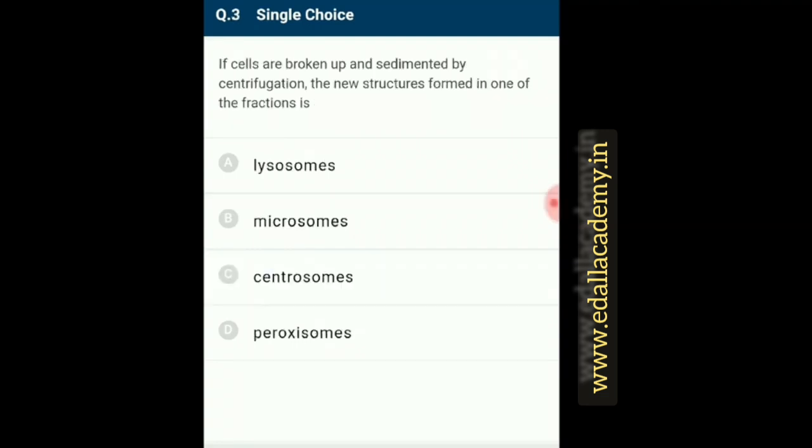Question number 3. If cells are broken up and sedimented by centrifugation, the new structures formed in one of the fractions are? When cells are broken up under laboratory conditions, the endoplasmic reticulum breaks up to form microsomes. These are smaller bodies that are absent in healthy living cells, and these structures are important for many experimental purposes. Being similar to the endoplasmic reticulum, these structures are used to perform protein synthesis on a membrane, and this helps to understand the actual process that occurs in the cell, as these microsomes mimic the activity of the endoplasmic reticulum in a test tube. So the answer is option B, microsomes.